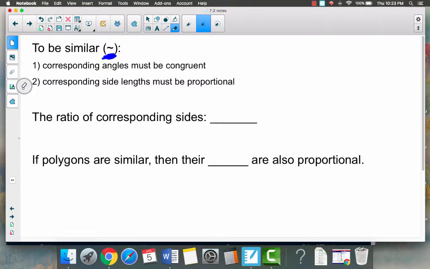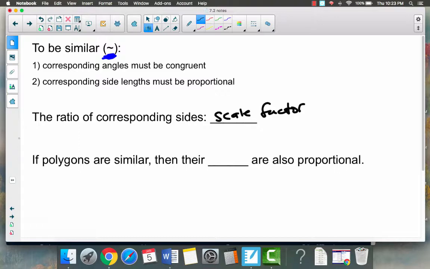All right, and then the ratio of corresponding sides, so this right here in this blank, that is called the scale factor. So you want to make sure you write that down. Scale factor is going to be really important as we start talking about how shapes are related. And also later when we talk about scale factors with drawings and you guys get to do your own, hopefully, you're going to want to know what that means.